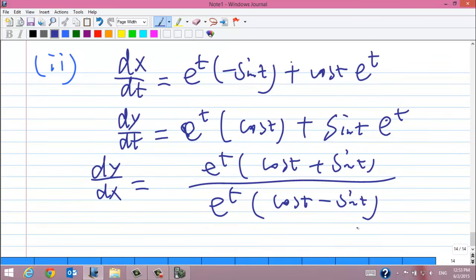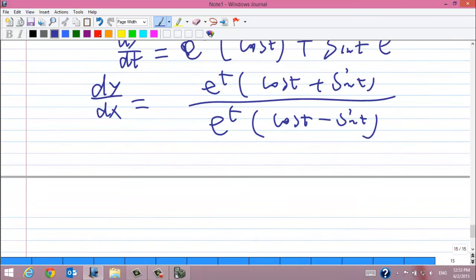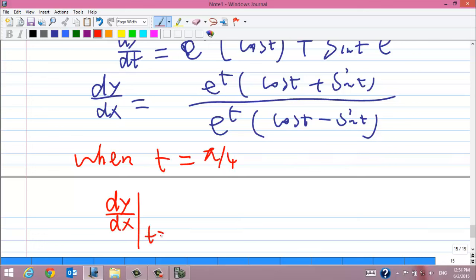Okay, and then we sub in the value, because the question says when t equal to pi over 4, the particular point will be at t equal to pi over 4. Okay, I have like this can cancel.